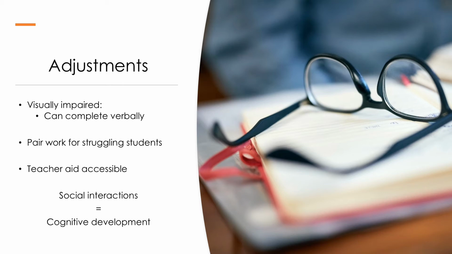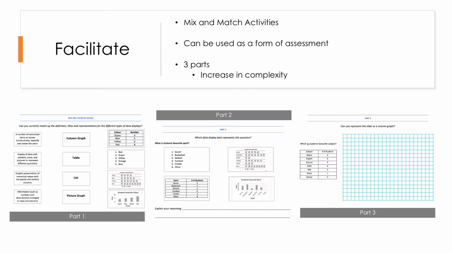Although this activity is to be completed individually so that each student has the opportunity to develop their understanding and knowledge, pair work is an option for students who are struggling with this topic. A teacher aide would also be accessible if required. These opportunities for social interactions will also develop the students' cognitive development. Students will complete a mix and match activity for this lesson. It can be used as a form of assessment to gather students' understanding and knowledge and determine which students will need further assistance or explanation in the following lessons.